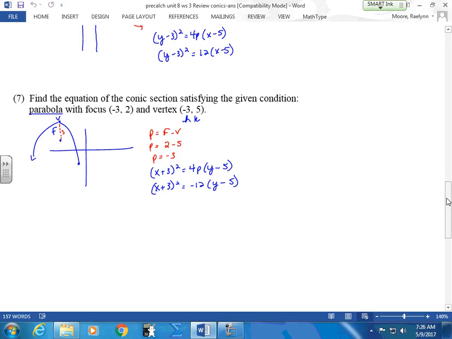Parabola. You have a focus point and a vertex. Find P. It's opening down. Find your distance for P. If it's opening down, it's an x squared. Use your vertex point.